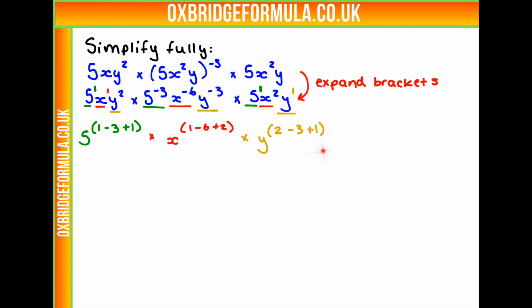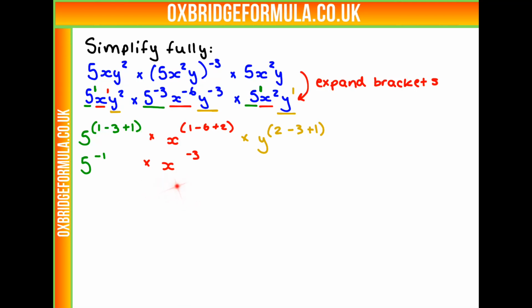Then all we have to do is add those up. So here we've got 1 minus 3 plus 1. That just equals minus 1. This is going to equal minus 3. And this one cancels out to just be 0. So we're not going to have any y terms, because something to the power of 0 is just 1, and if we're timesing something by 1, we can just leave it out. So this looks a lot simpler. We've got 5 to the minus 1 times x to the minus 3.